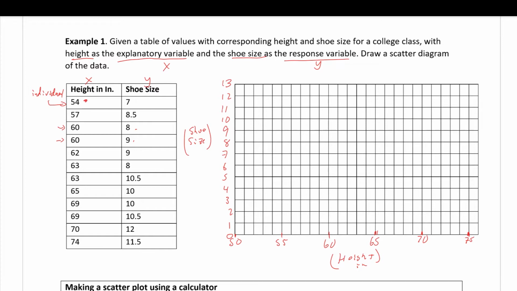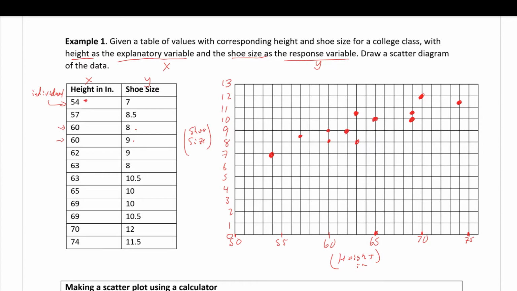So that first row, 54 and 7. Here's 54. 7 should be right there. So I'm going to do that for the rest of these. Okay, so here I have a completed grid.